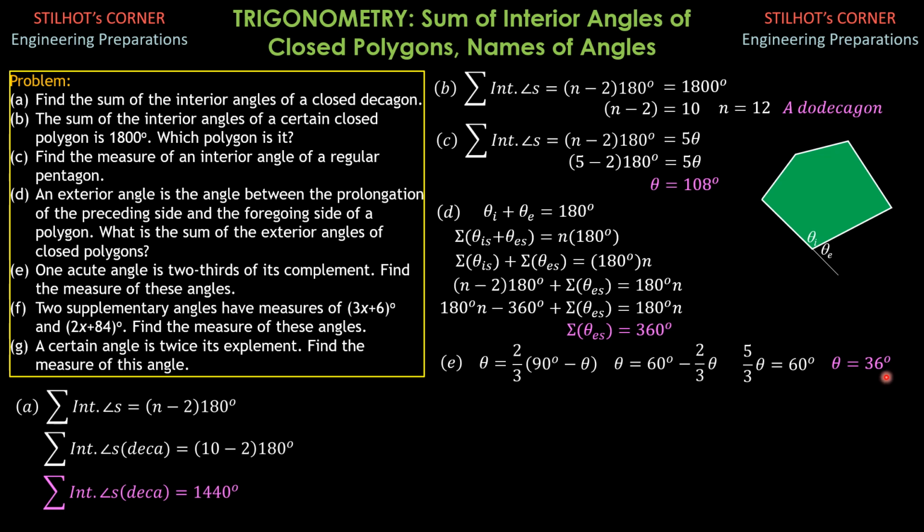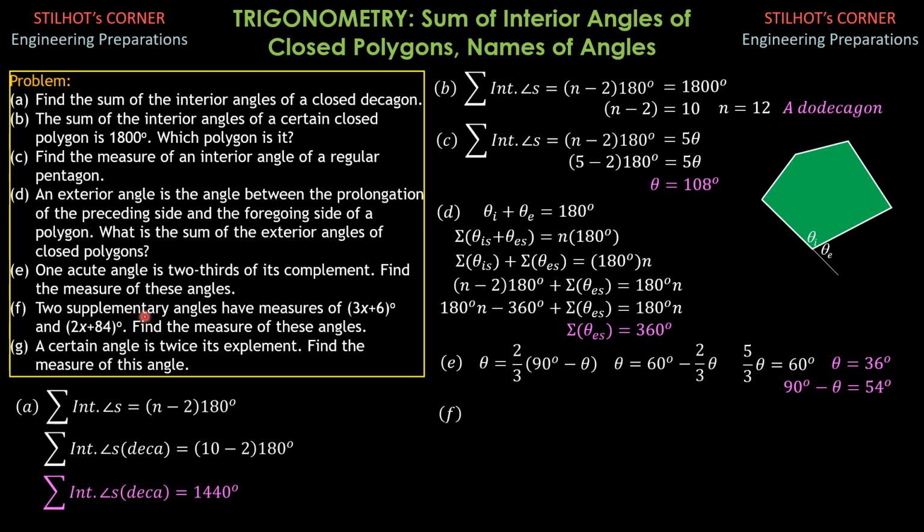So if theta is 36 degrees, then the complement of this is 90 degrees minus 36 degrees, so it is 54 degrees. The complement, or the other angle, is 54 degrees. That's why their sum is 90 degrees.